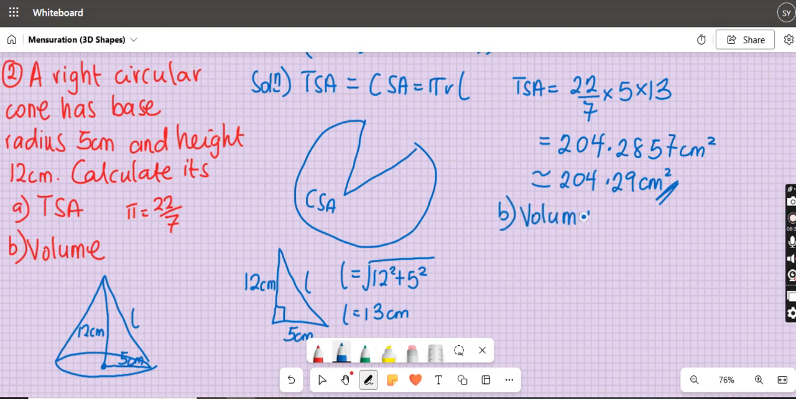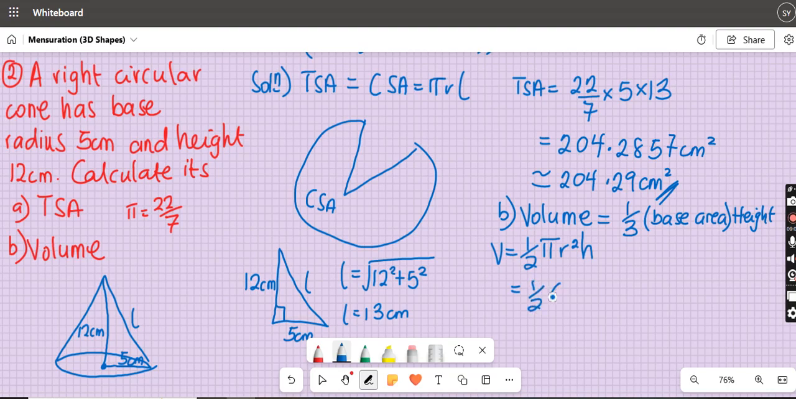Now what about the volume? The volume of a cone, we know volume of every pyramid is 1/3 base area times height. That is the general formula. So in this case, what is our base area? Our base is a circle, so our base area will be the area of a circle, which is pi r squared, and times the height, which is h.